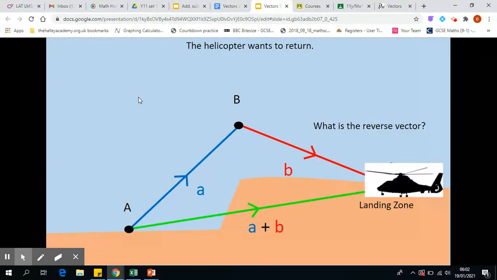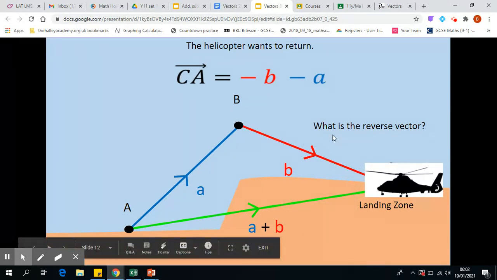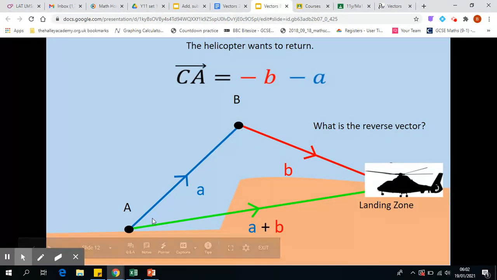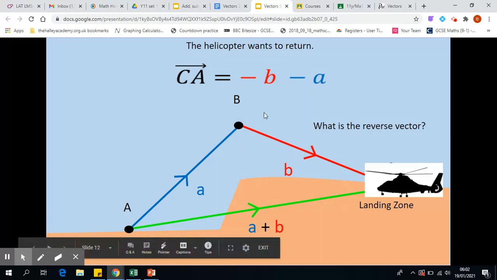What if it's in the reverse direction, which is C to A? Notice it goes in the opposite direction, which is minus b, and opposite to the direction of a, which is minus a. So that's minus b minus a.